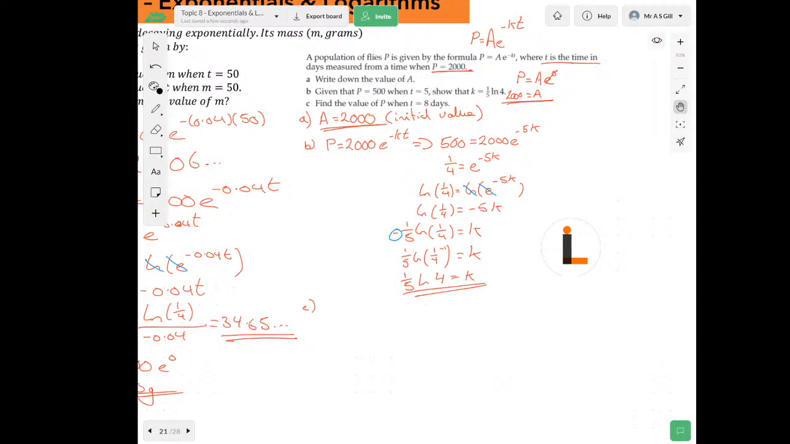And then the last bit is substituting in your values for k and t and A that we've worked out to work out a value for P.